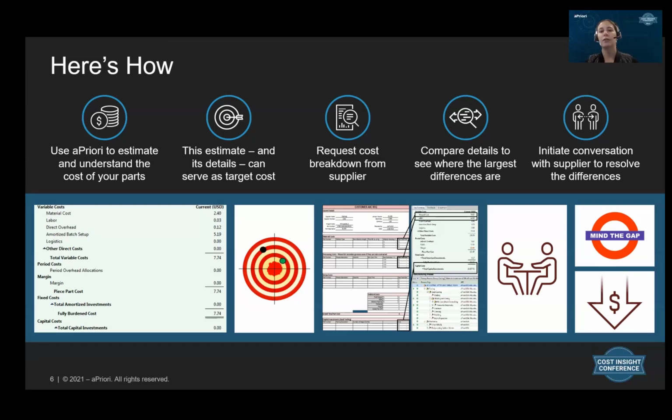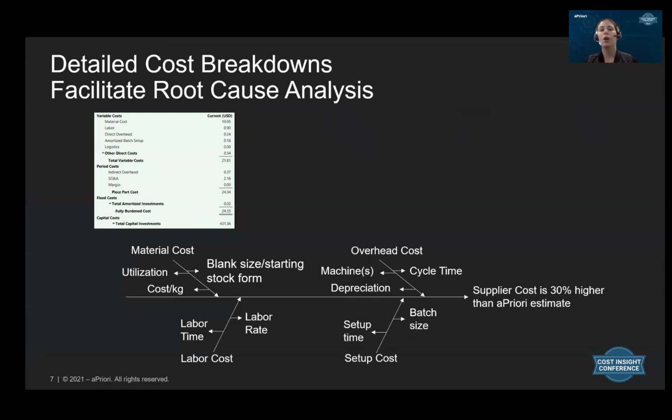And you may be thinking, this strategy sounds great, but I don't get cost breakdowns from my suppliers. And we'll discuss that in a minute. I mentioned all of the detailed information that aPriori generates. It has all the details about rates, cycle times, setup times, etc. So as you're using the 5 whys, you can compare the estimate details to the supplier's details.